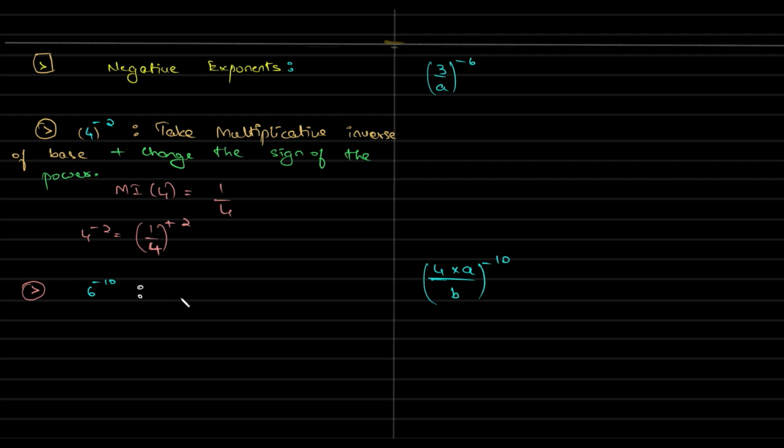So first step is find the multiplicative inverse of 6. That is, 6 can be written as 6 by 1. So 1 by 6. Substitute it over there. So this will be 1 by 6 to the power of minus 10. Minus 10 will become plus 10.